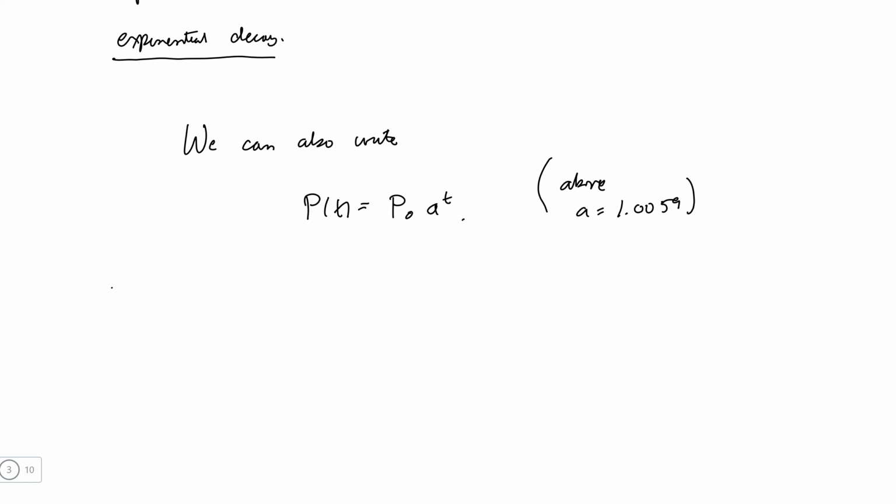Okay. So now in this case, if a is bigger than 1, this gives exponential growth. And if 0 is less than a is less than 1, we have exponential decay.